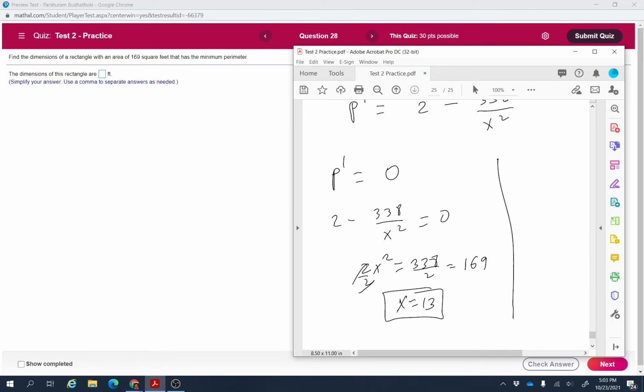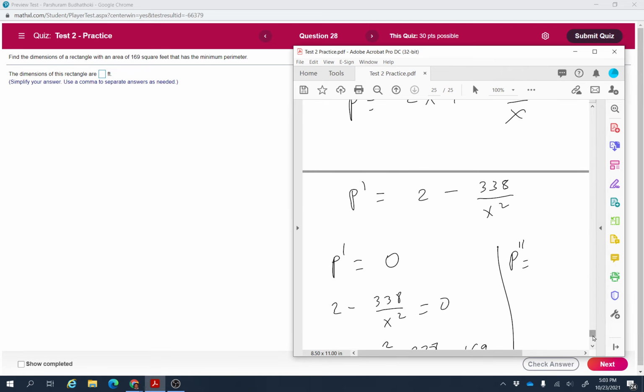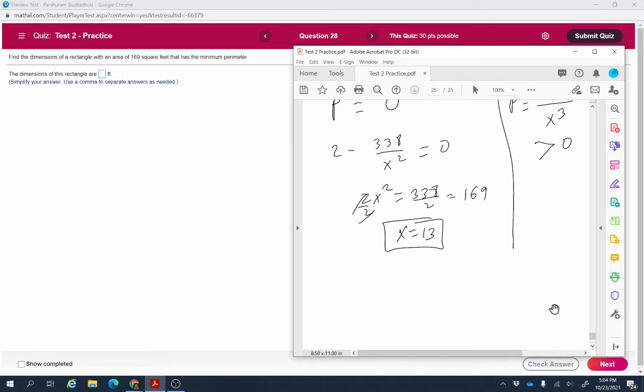We just have to make sure what happens to the second derivative at this critical number. If you find the second derivative from here, the derivative of 1 over x squared will give you another negative, so it will be 2 times 338 over x cubed. No matter what x you pick, because x is always positive, this is positive. The meaning is the perimeter would be minimum when x is 13.